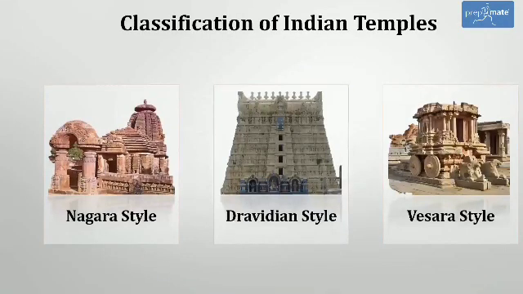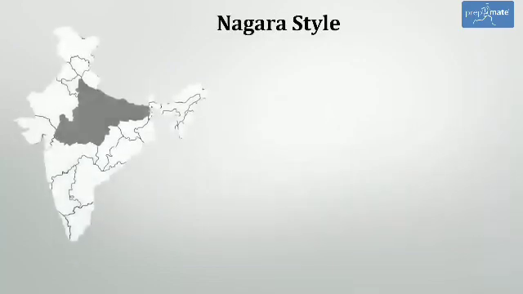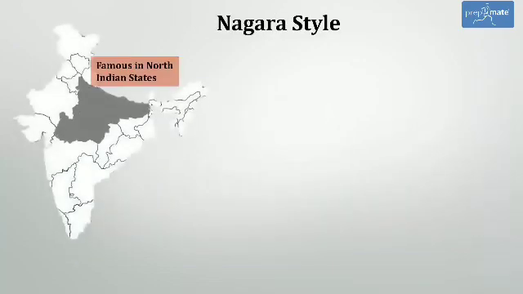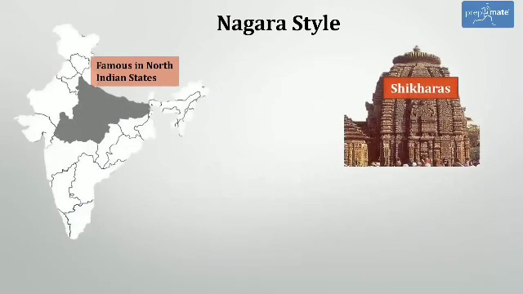Depending on the inclusion or exclusion of elements in the construction of a temple, 3 different styles of temple architecture came to the fore. The first was the Nagra style. Nagra style was famous in northern Indian states. It had towers or shikharas with a rounded top and curved linear outline. There was a small spherical shaped object at the top known as the Kalash.